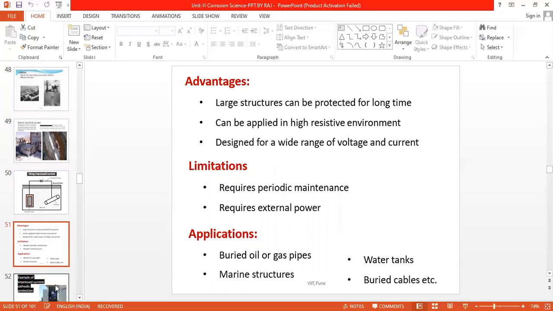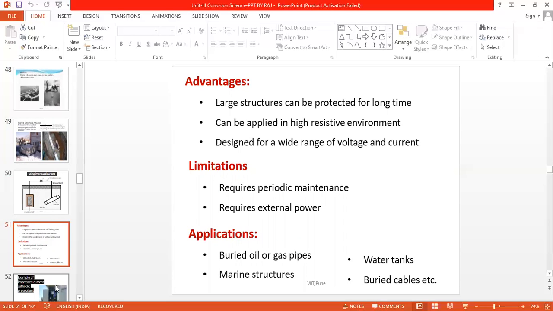Here, the advantages are large structures can be protected for a long time. Second advantage, it can be applied in high resistive environment. And third, it is designed for a wide range of voltage and current. Now, what are the limitations?